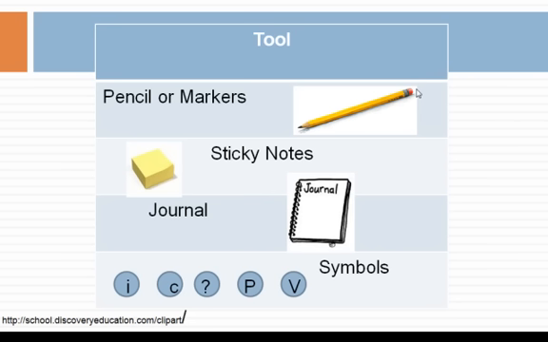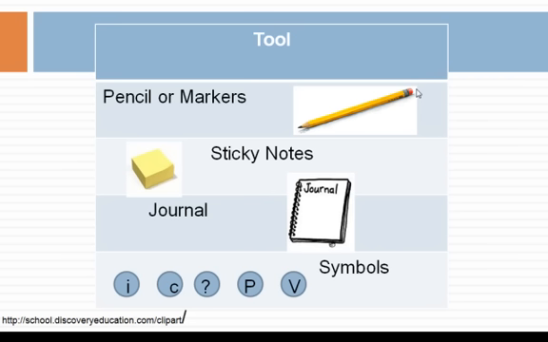If the book does not belong to you, say it's a library book or your teacher's book, you could use sticky notes for the same effect. Just stick it right where you use the strategy. For example, if you're making an inference, stick it right where you made the inference and write down what your inference was. Or last, you could use a journal and write down all your comprehension strategies you applied that day in reading in your journal. These are all great tools to use to check for understanding.